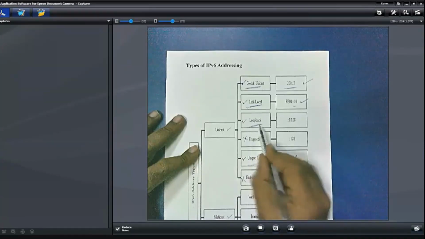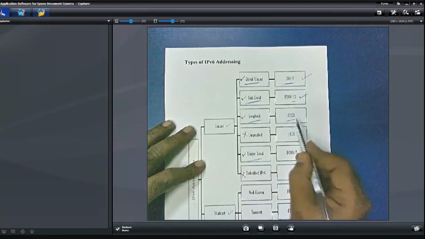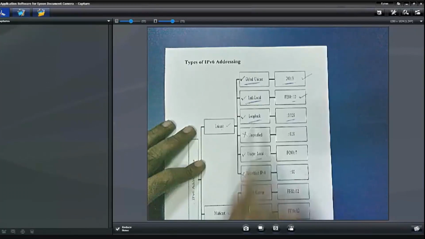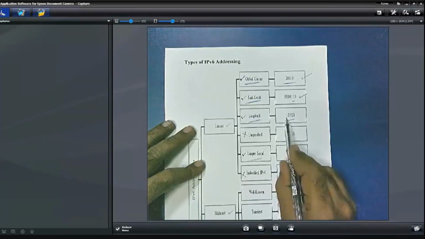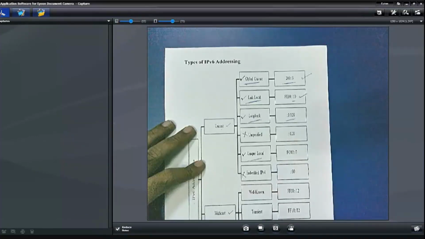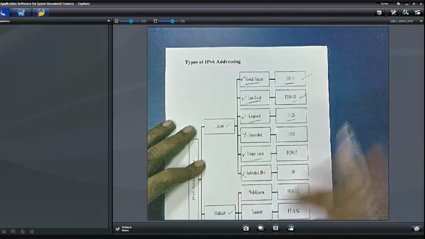Then loopback, which we solved today. What does a loopback IP address mean? All bits are 0 and the last bit is 1. We applied rules number 1 and 2 and solved this: ::1. That is called a loopback IP address. So loopback IP address means ::1. You have to keep these numbers in your mind. This is very important, so if they give any IP address, you can easily find it.